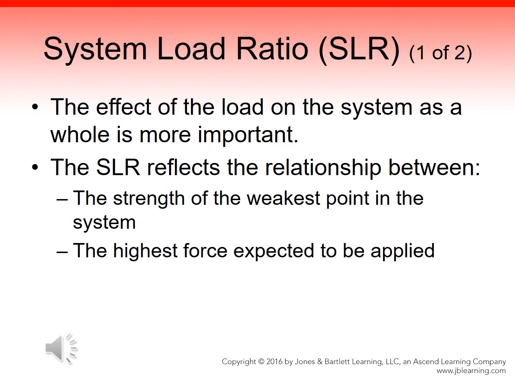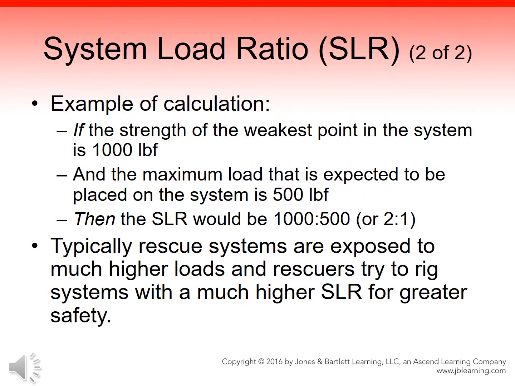System load ratio. The effect of the load on the system as a whole is more important. The system load ratio reflects the relationship between the strength of the weakest point in the system and the highest force expected to be applied. Here's an example of a system load ratio calculation. If the strength of the weakest point in the system is 1,000 pounds of force, and the maximum load that is expected to be placed on the system is 500 pounds of force, then the system load ratio would be 1,000 to 500. Simplified, 2 to 1.